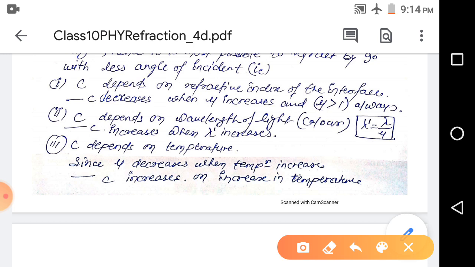Now again see the third point, C depends on temperature. You know that the refractive index of a medium depends upon the temperature. The refractive index mu decreases when the temperature increases. For hot air, the refractive index is lesser as compared to cold air. So the temperature decreases the refractive index, and C increases when mu decreases. So C increases when there is an increase in temperature.